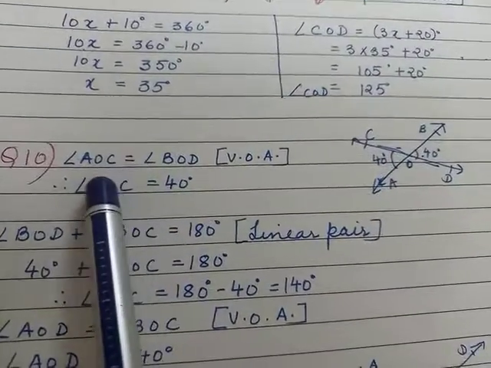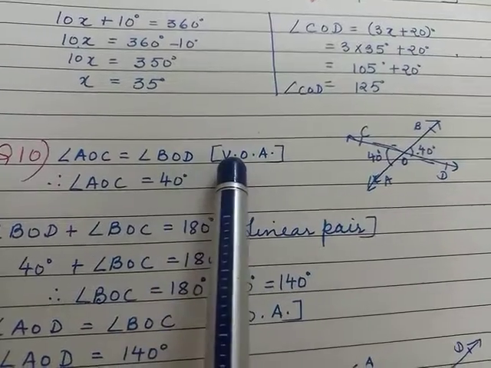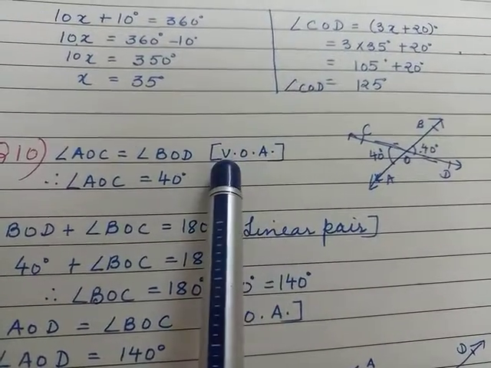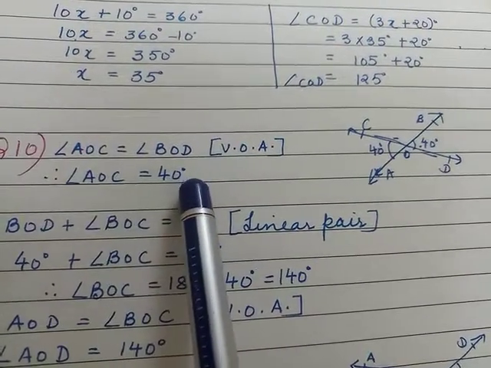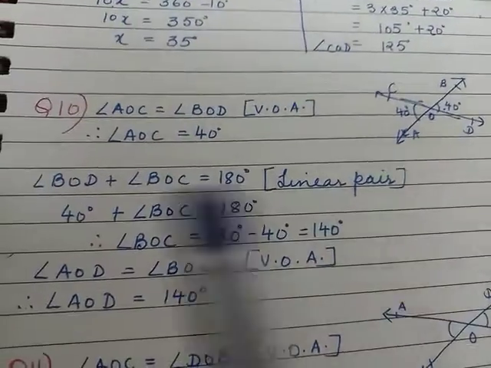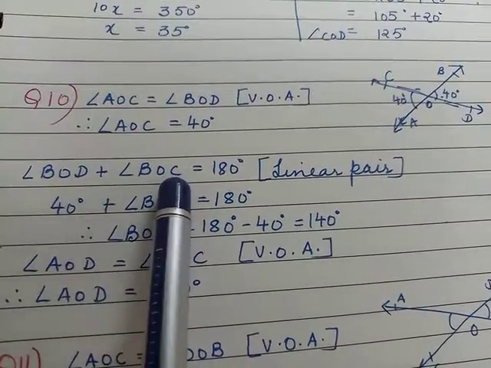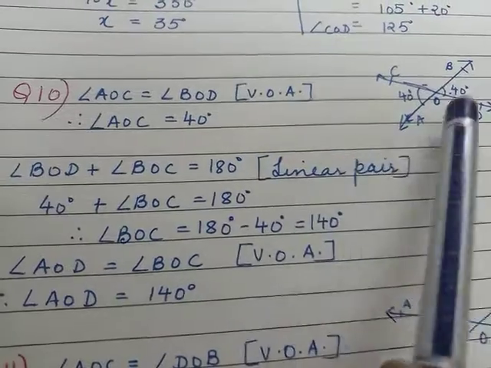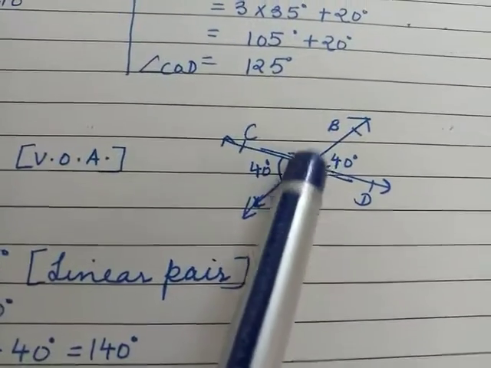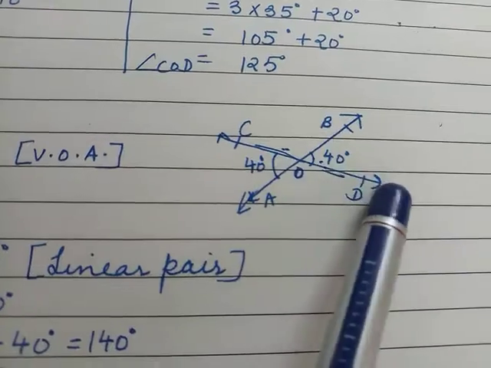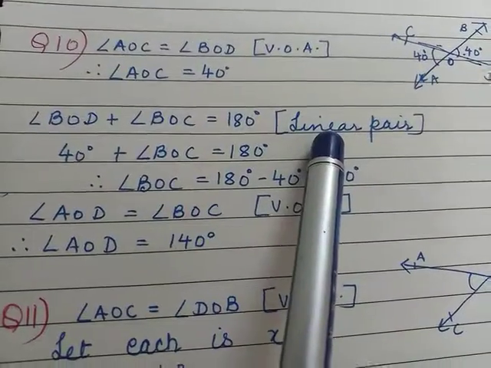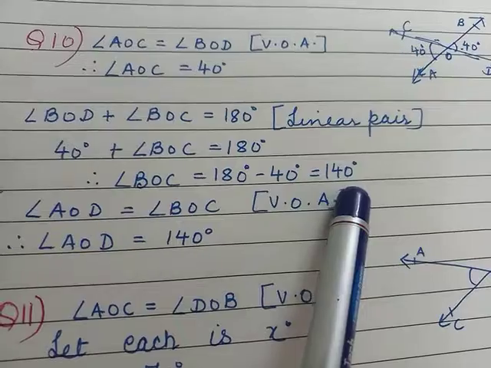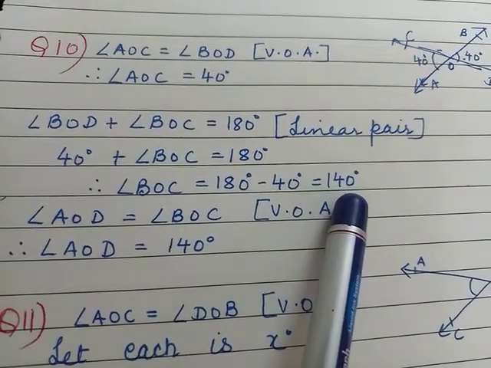So first we are going to write angle AOC is equal to angle BOD. That's VOA, which stands for vertically opposite angles. Therefore the measurement of angle BOD is 40 degrees. Then we'll write angle BOD plus angle BOC is equal to 180 degrees. See, this is BOC and this is BOD. These two are forming a straight line. Therefore, this is a linear pair. So we put the reason linear pair and we get the value of BOC as 140 degrees.